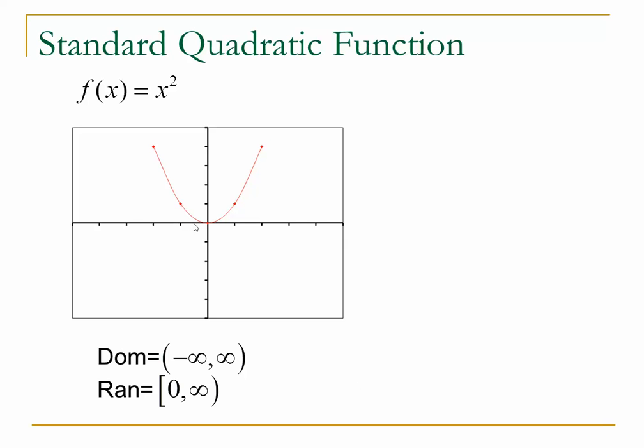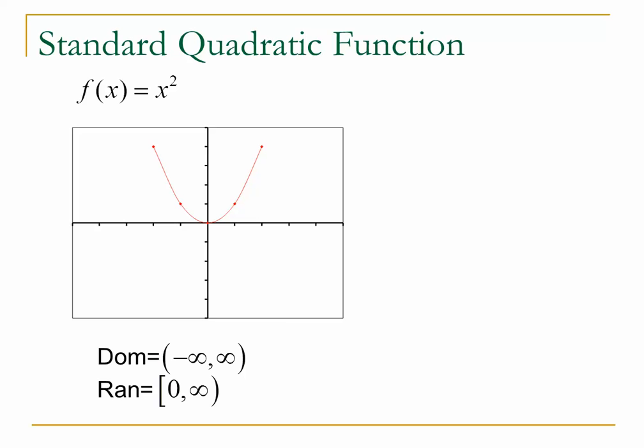You can see the vertex here at 0, 0. You can see that the y values do not dip below 0, so we would have a range from 0 to infinity. But these are infinite graphs, so it's going to extend in either direction to infinity, so our domain is all real numbers.